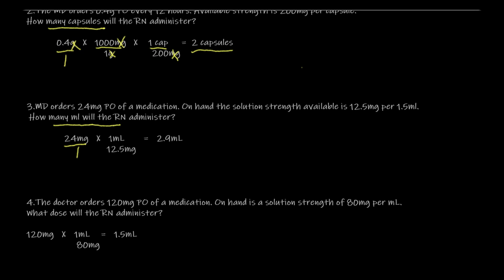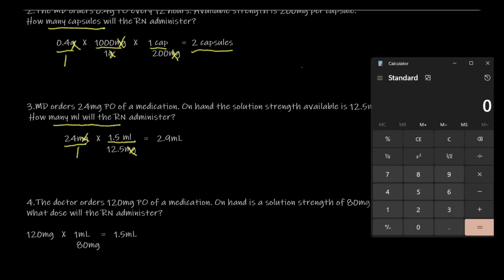We're solving in milligrams. So I've set up this problem 24 milligrams over 1 times 1.5 mLs over 12.5 milligrams. Our milligrams cancel, and we are left with mLs in the numerator position, and that's where we need to be. Across, 24 times 1.5 equals 36, divided by 12.5 gives us 2.88. Can round to the nearest tenth, 2.9 mLs.